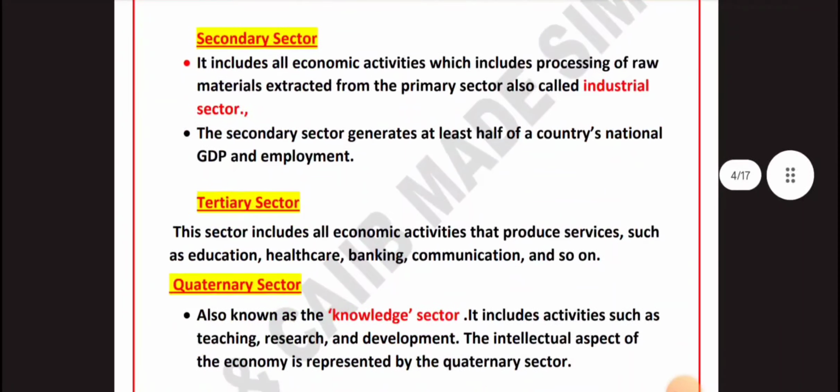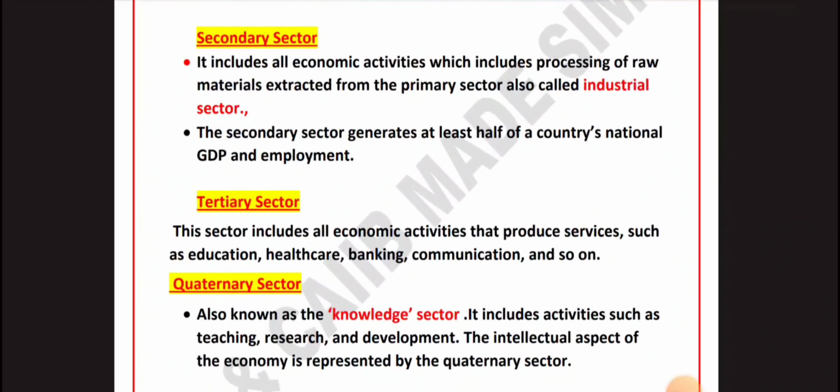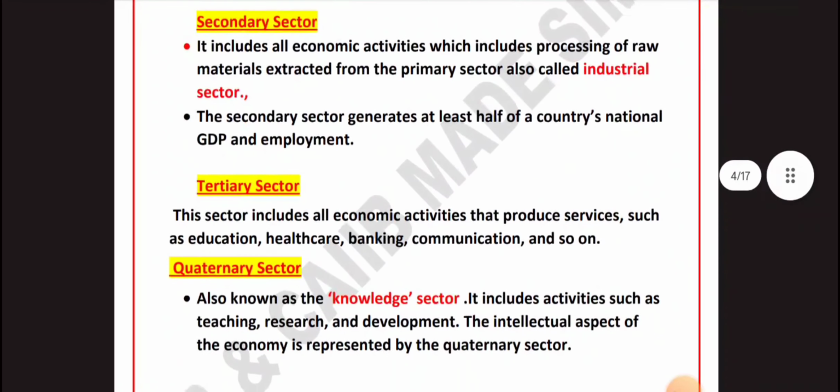Now let's move to the secondary sector. We are discussing the sectors of Indian economy. For the secondary sector, the first thing is processing of raw material. What does it mean? The secondary sector involves economic activities that focus on processing raw material obtained from the primary sector. Whatever raw material we obtain from the primary sector, we process it, and that is the focus of the secondary sector. This sector is also known as the industrial sector because it involves manufacturing and construction activities.